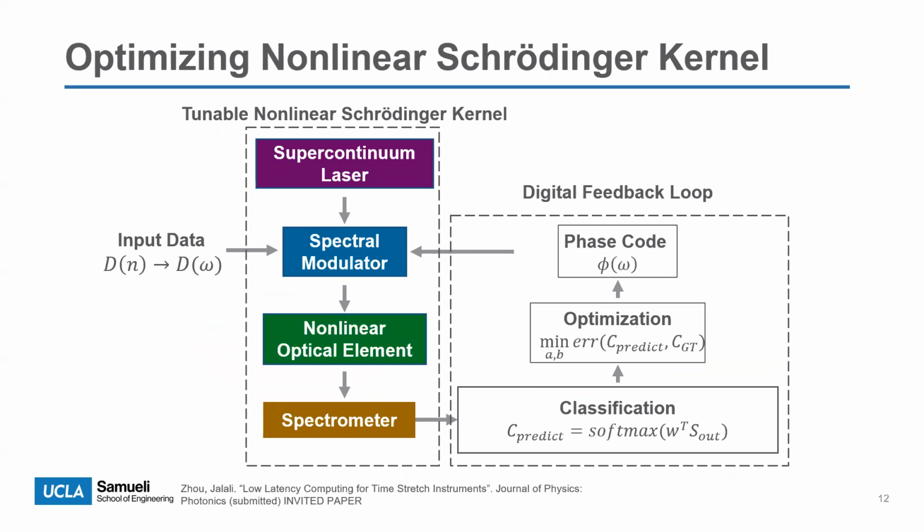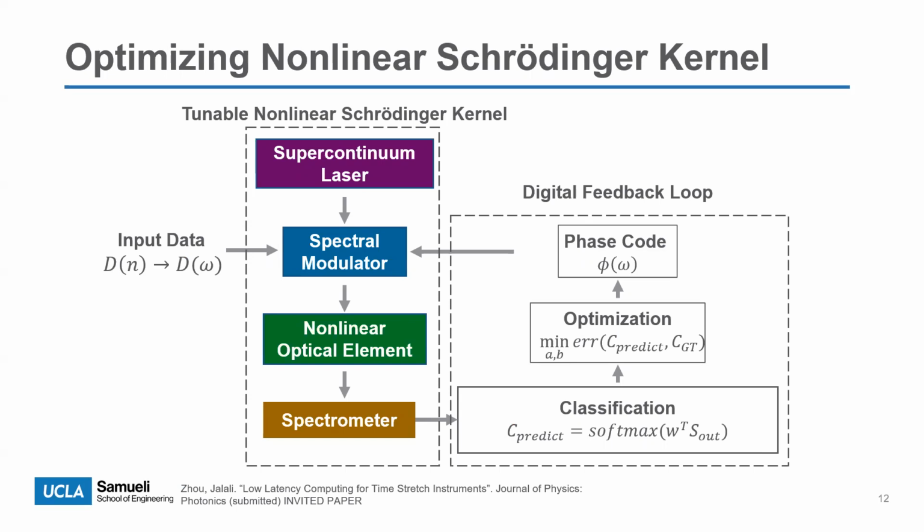As shown here, the updated system has 2 parts, a tunable nonlinear Schrödinger kernel and the digital feedback loop. The tunable nonlinear Schrödinger kernel is basically the original open-loop system. It starts with a supercontinuum femtosecond laser. The input data is mapped onto the spectrum of that laser through a spectral modulator, and in the meantime, a phase code is also modulated onto the laser for tweaking the nonlinear process. The modulated laser is then sent into a nonlinear optical element and acquired using a spectrometer.